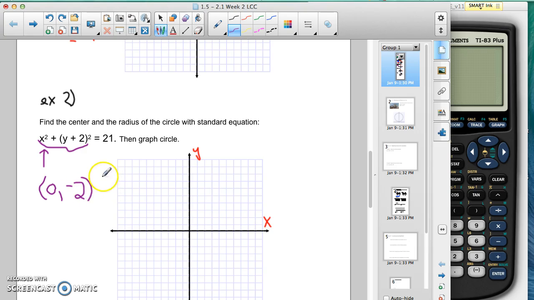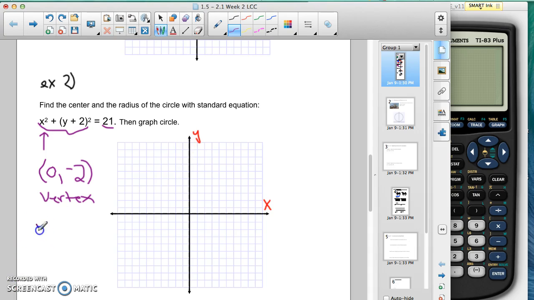So our vertex is 0, negative 2. Okay, once we have that, that's our vertex. Then we take a look at this number to get our radius. In this case, the radius is the square root of 21, because r squared equals 21. So r is going to be the square root of 21.